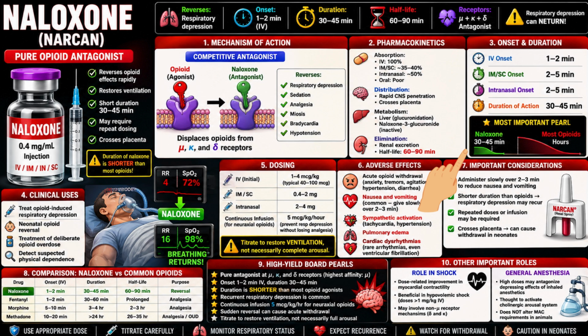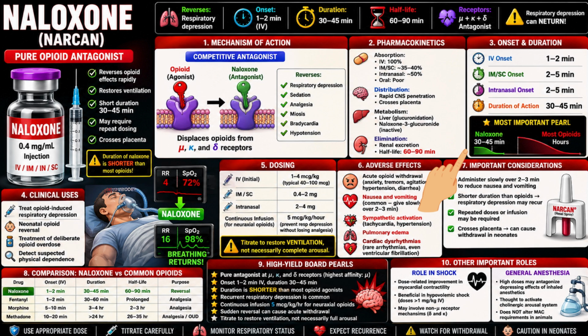The single most important pearl in this entire lecture. Here it is, and if you remember nothing else from today, remember this. Naloxone's duration of action, 30 to 45 minutes, is shorter than the duration of most of the opioids it's given to reverse. Look back at everything we've covered. Morphine lasts 3 to 4 hours. Fentanyl lasts 30 to 60 minutes. Methadone lasts more than 24 hours. Naloxone's own effect runs out in 30 to 45 minutes because it gets removed from the brain so rapidly.